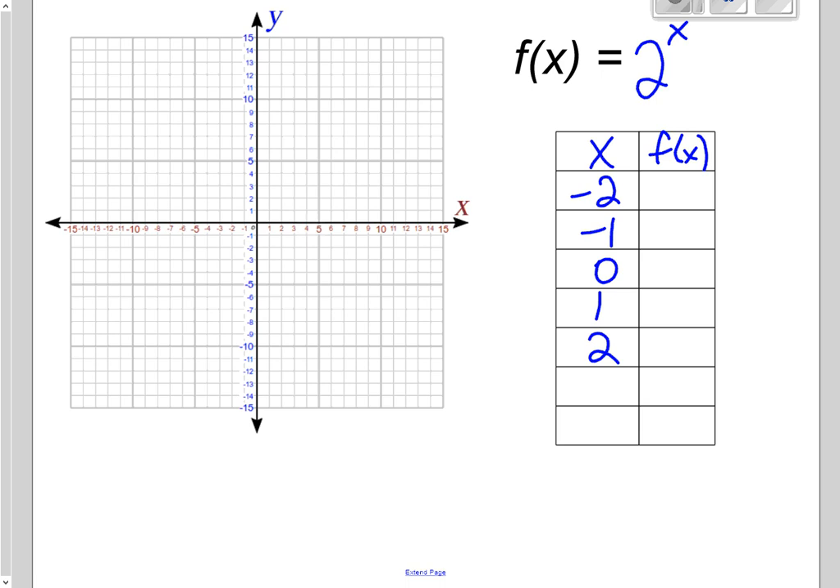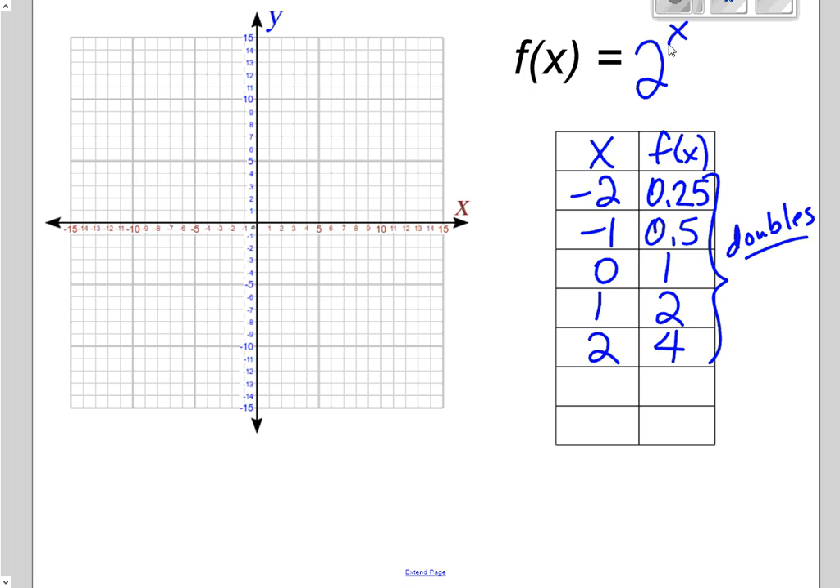So if I put in 2 to the -2 into my calculator, I would get 1/4 or 0.25. And if I put in a -1, I would get 1/2 or 0.5. If I put in a 0, I get 1. If I put in a 1, I get 2. And if I put in 2, I get 4. And if you kind of look at what's going on with our table, you can see that it's doubling every single time. So this doubles. And that comes from that base of 2. The base of 2 is what causes it to double every time.